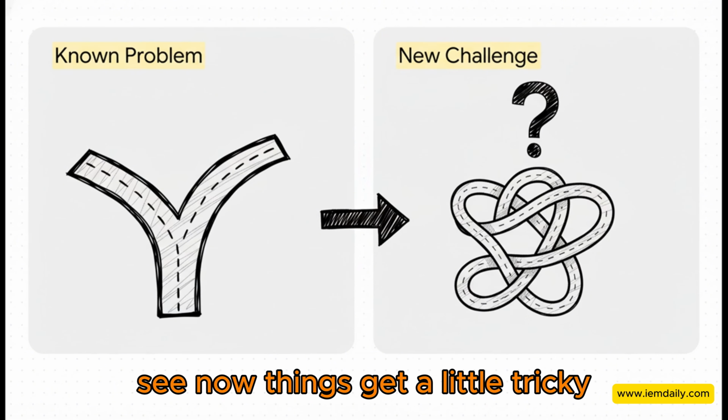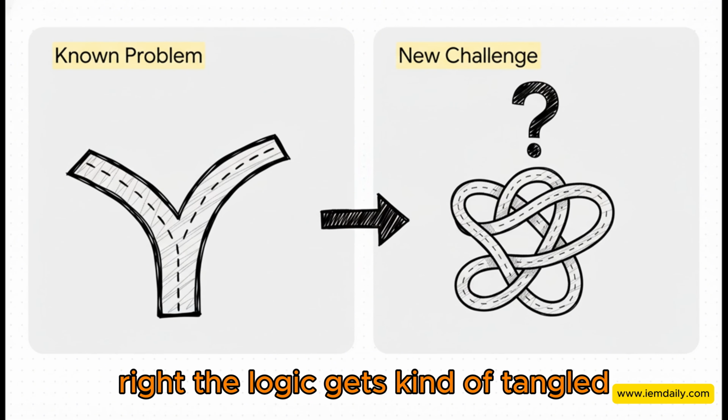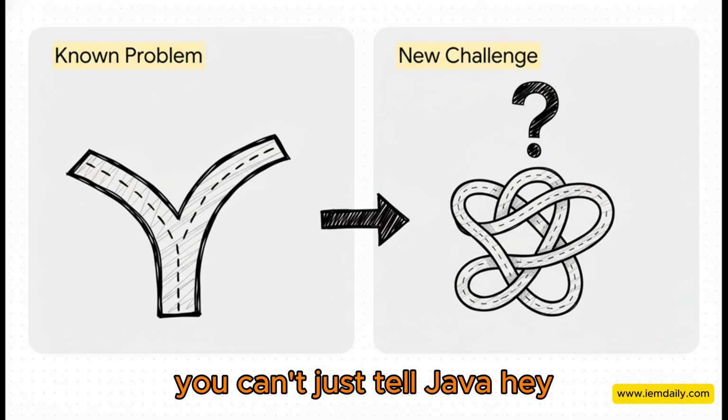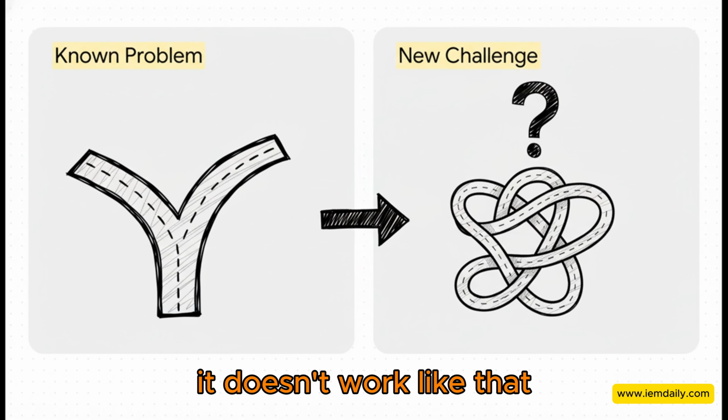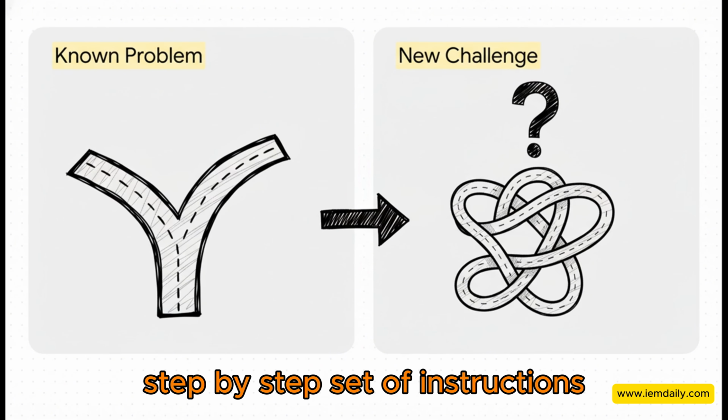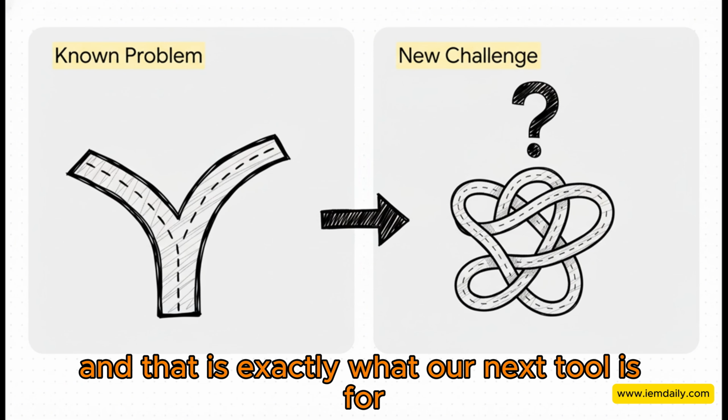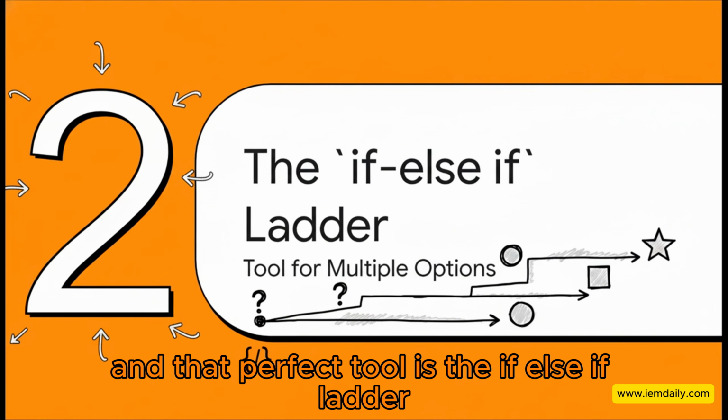See, now things get a little tricky, right? The logic gets kind of tangled. You can't just tell Java, hey, check if x is bigger than y is bigger than z. It doesn't work like that. Java needs a really clear step-by-step set of instructions, and that is exactly what our next tool is for. And that perfect tool is the if-else-if ladder.